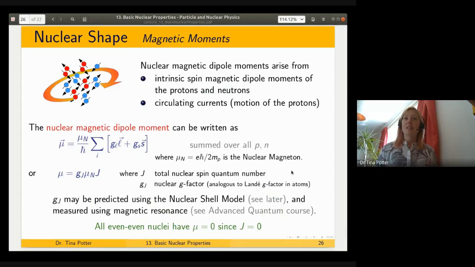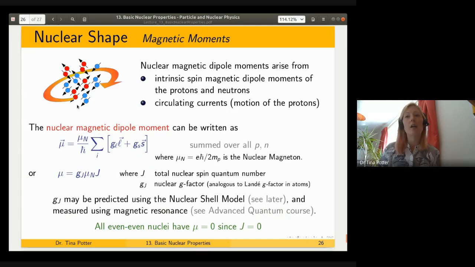The other moments that we're interested in are magnetic moments. These magnetic dipole moments can arise from two different sources. The fact that we have magnetic dipole moments of the protons and neutrons inside our nuclei, these intrinsic magnetic dipole moments, because they have some spin, and also the fact that the protons can circulate throughout the nucleus. We have circulating currents which add to the magnetic dipole moment. So we can write down our nuclear magnetic dipole moment as something that's summing over all of the protons and neutrons, given their orbital states and also their spins.